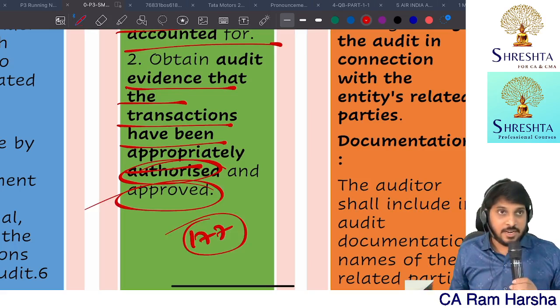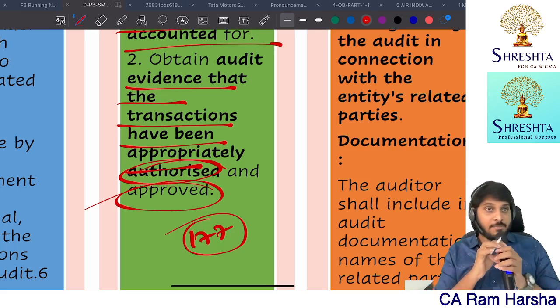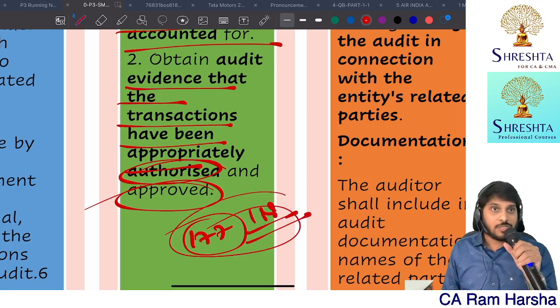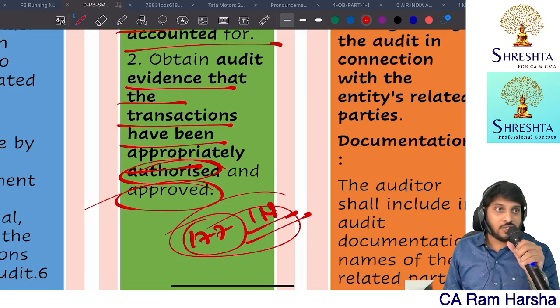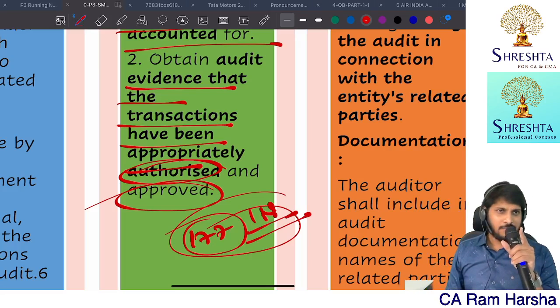Section 177 Audit Committee has to approve all the related party transactions. And related party transactions 188 section is also there. And in CARO also we need to report whether the related party transactions are in compliance with 177 and 188. Whether the accounting standard requirement for disclosure is satisfied or not, we should report in CARO also. Next.